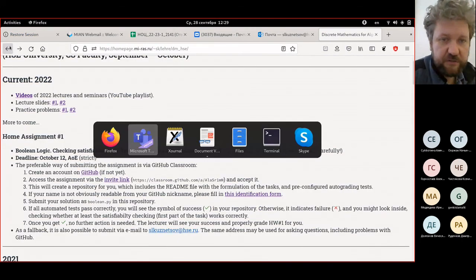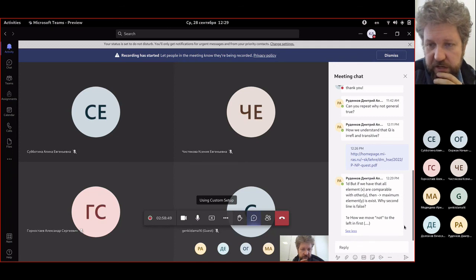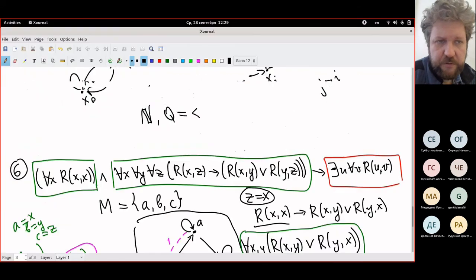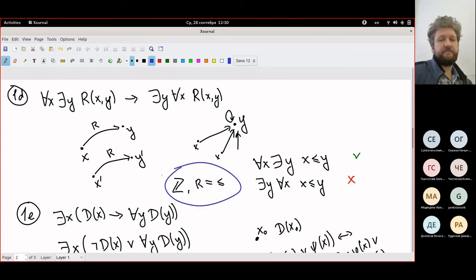Well, there are some questions on Teams. If we have an element in 1D, where element X is comparable with other Y, then a maximal element exists. Why is the second line false? Going back to 1D: for all X, there is no maximal here. It's Z. So in Z, there is no maximal element. But for each element, there is an element which is greater or equal than it. This is the answer to the first question.